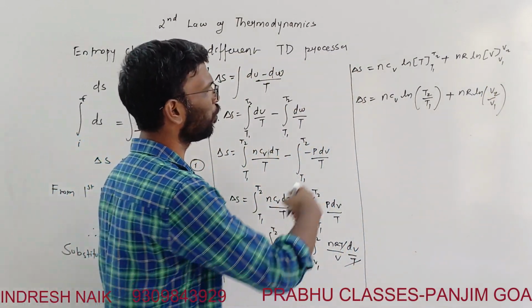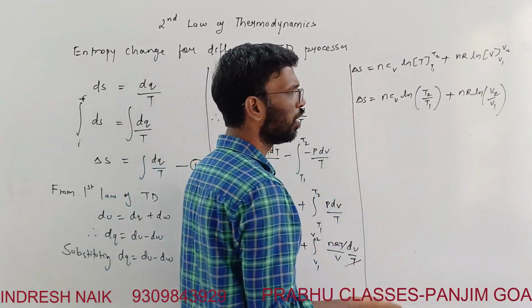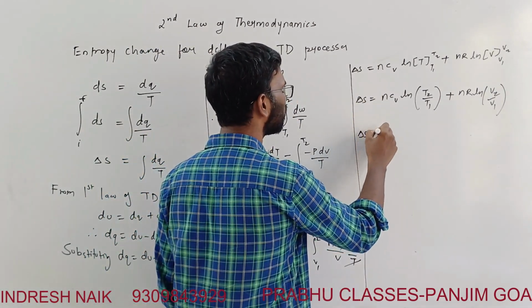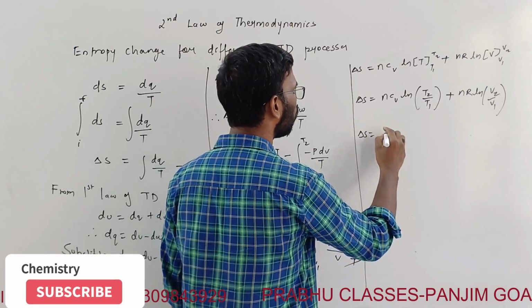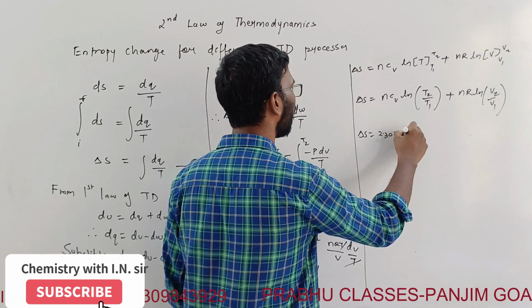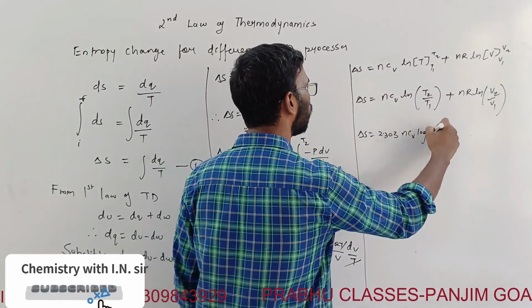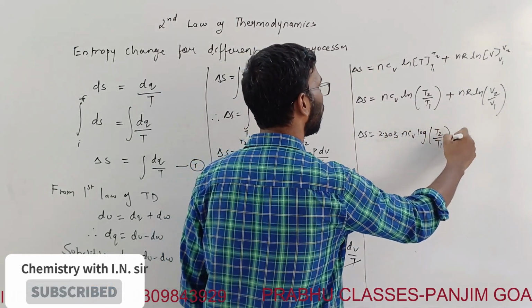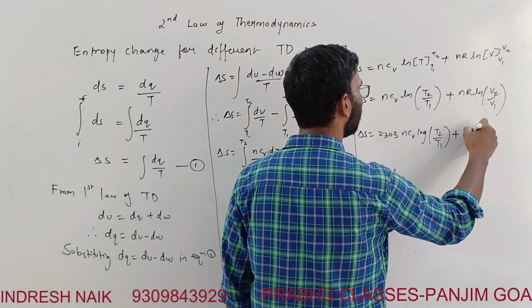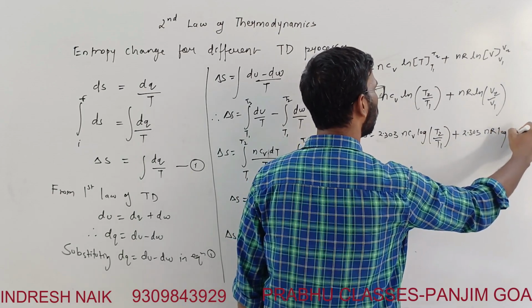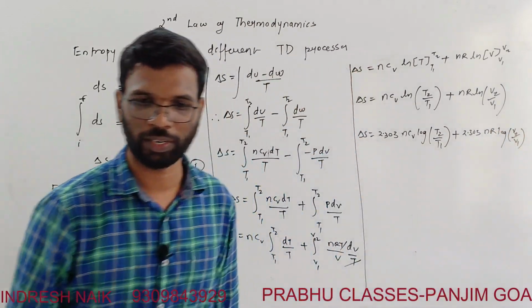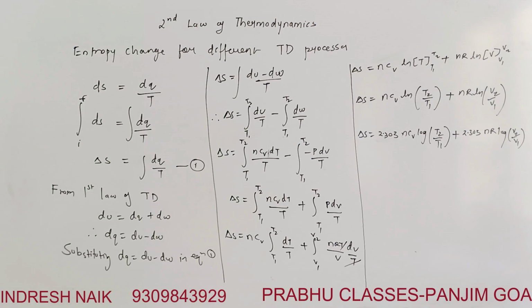This is one equation. If you want to convert this from natural logarithm to log, what we can write is we multiply a factor: 2.303 n Cv log of T2 by T1 plus, over here, 2.303 nR log of V2 by V1. Hope it is coming into the frame. Yes.